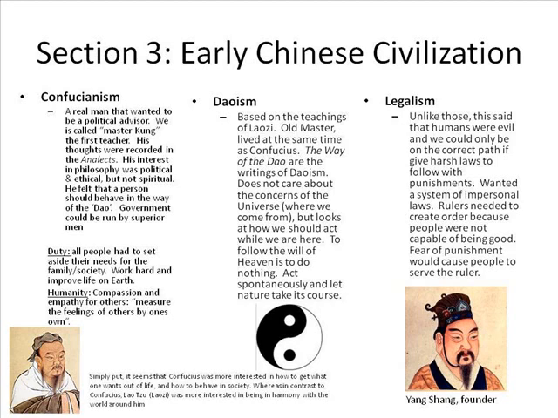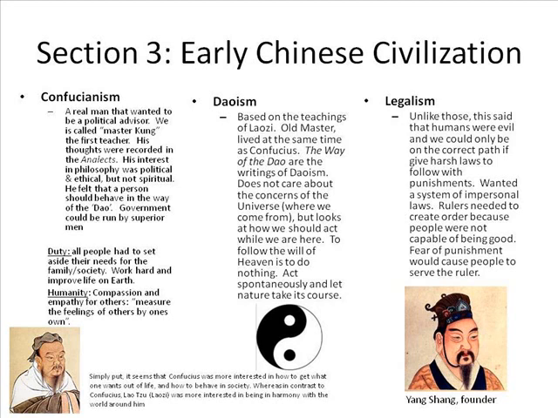Legalism. Unlike those, this said that humans were evil, and we could only be on the correct path if given harsh laws to follow with punishments. It wanted a system of impersonal laws rulers needed to use to create order because people were not capable of being good. Fear of punishment would cause people to serve. Very interesting. If you guys could see the symbols from those.